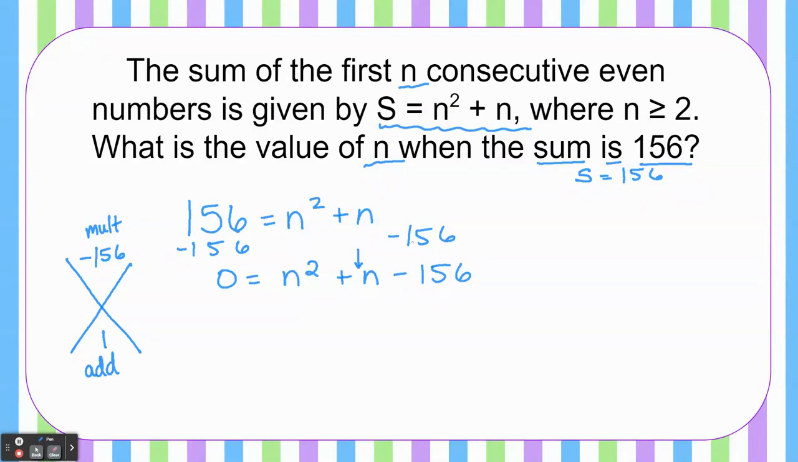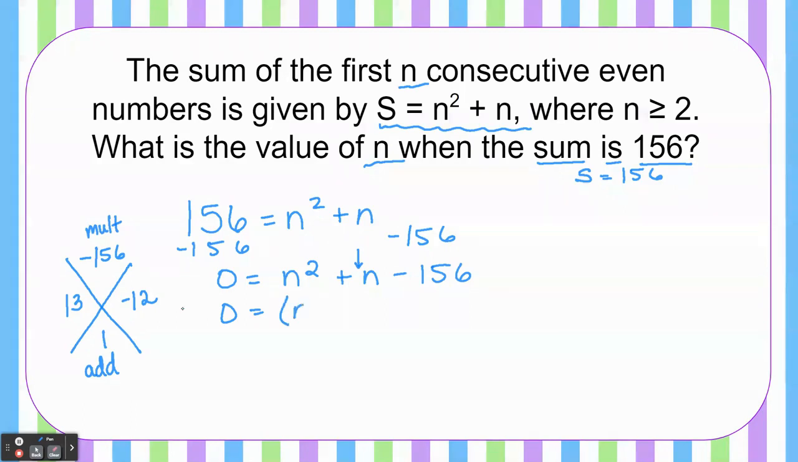So I need two numbers that multiply to give me negative 156, but add to give me positive 1. And those two numbers are going to be 13 and negative 12. So you may play around with your numbers that multiply to give you negative 156 until you can get two numbers that will multiply to give you negative 156, but add to give you 1.